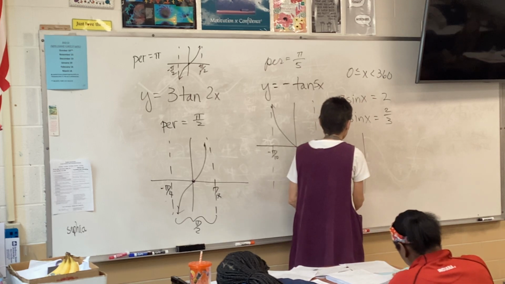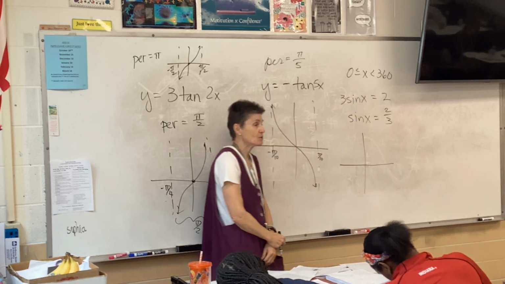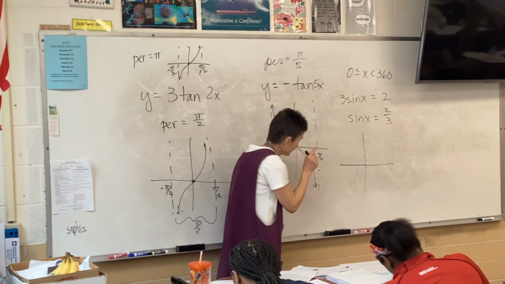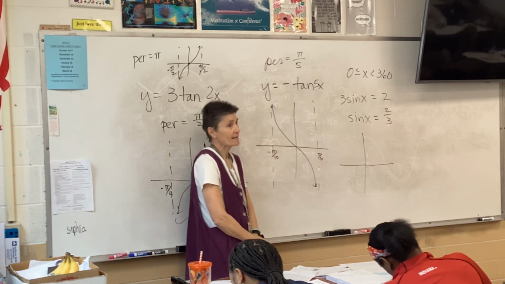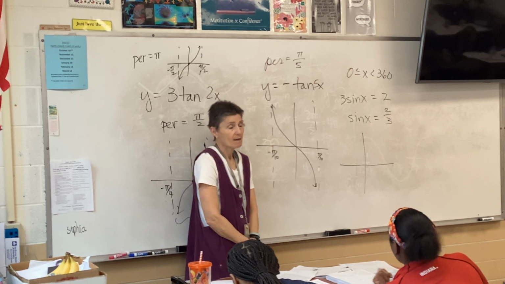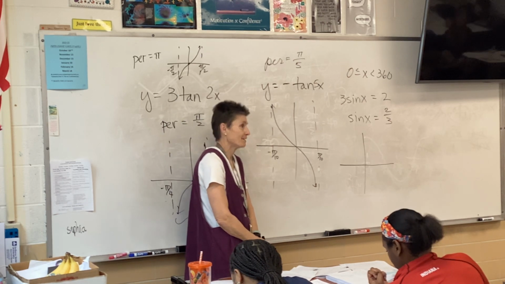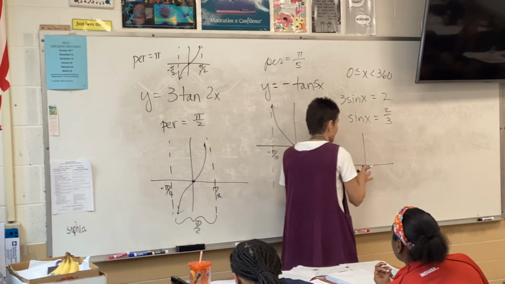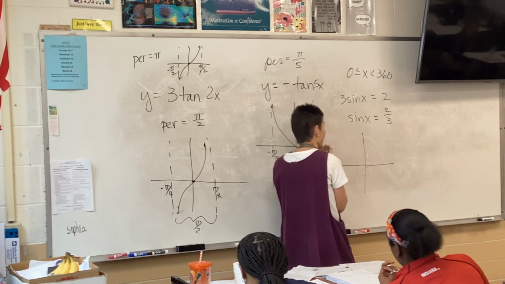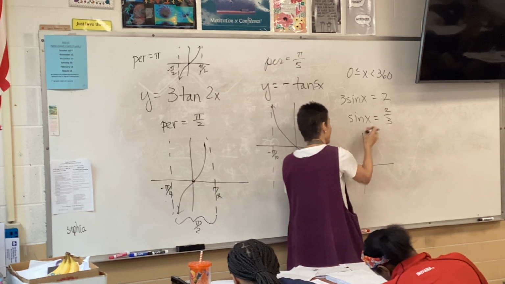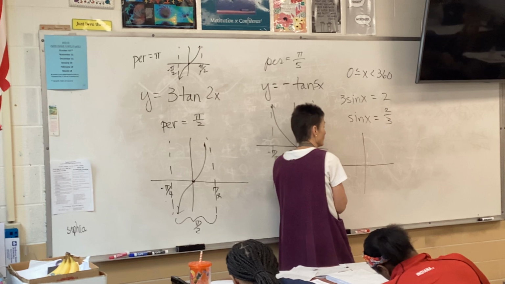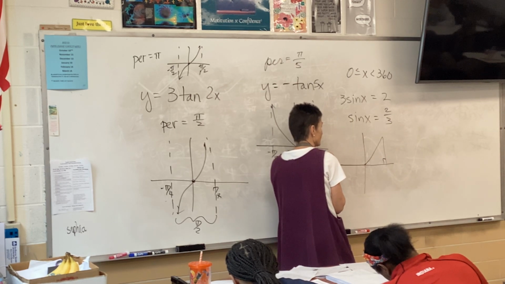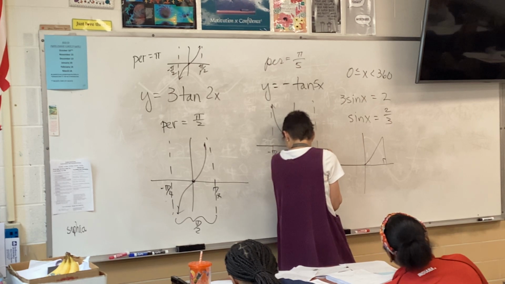Now, I'm going to need to use my calculator. But before I go to my calculator, I'm going to figure out where my answers are going to be, because your calculator is not going to give you the full picture. You need to know ahead of time where your angles are. Sine positive, where is that? One for sure, and 2.